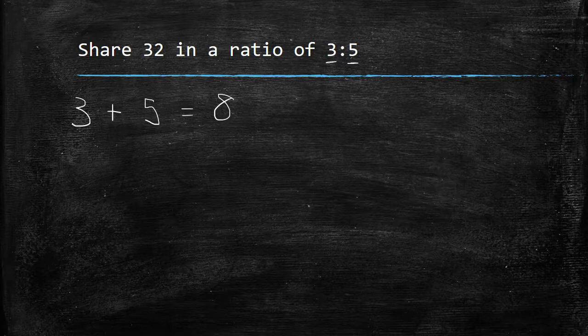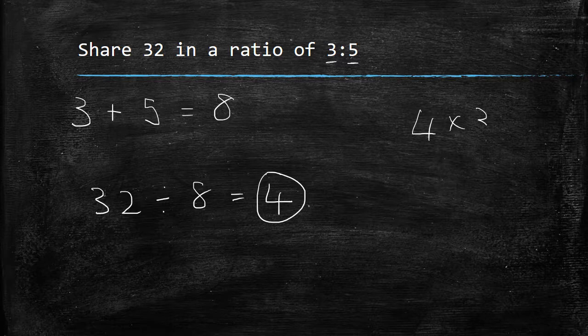But there are 32 sweets. There aren't just 8 sweets. So let's divide 32 by 8. And our answer 4 means that one piece of the pie, or one piece of that proportion, is 4. Now it's very simple. We know that John gets 3 for every 5 that Susan gets, and one of them is worth 4 sweets. So then we have to say 4 times 3 for John, and 4 times 5 for Susan.